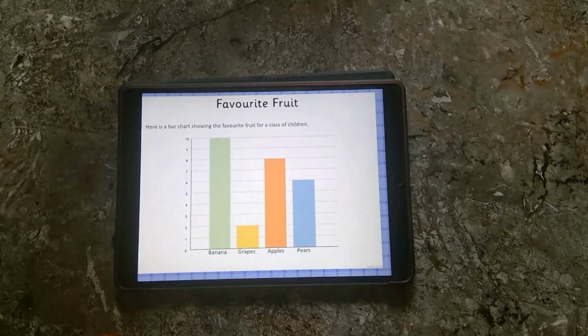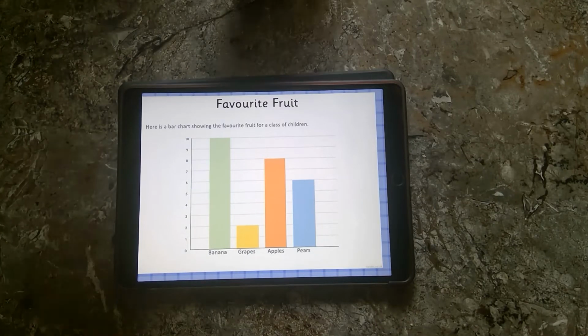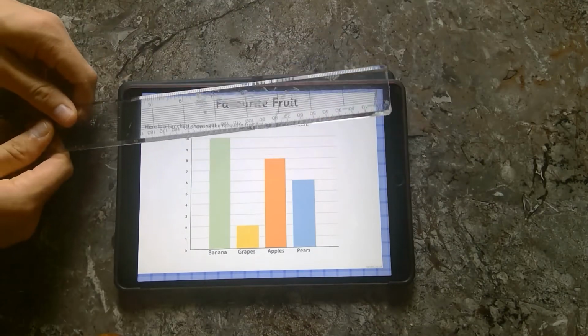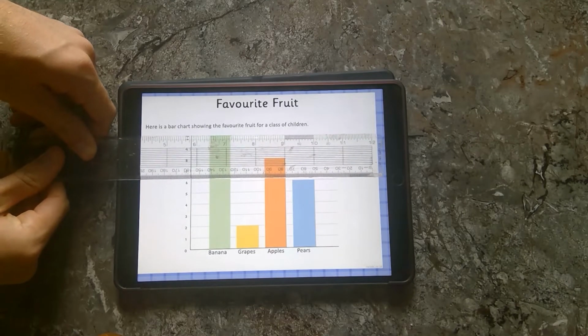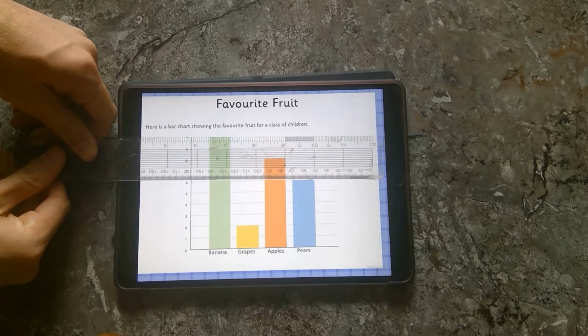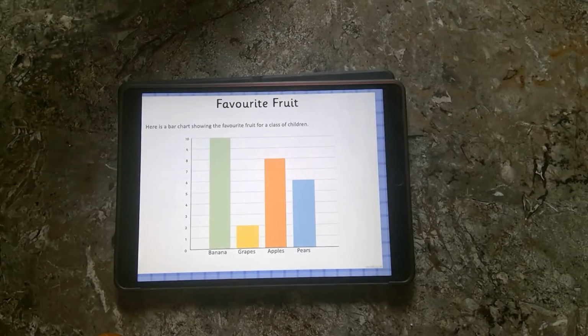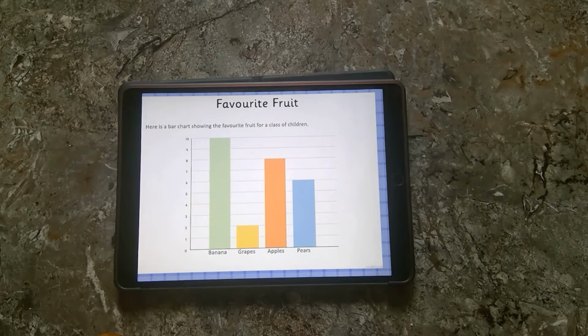Sometimes to make it easier, if you're finding that a bit tricky just to look along the line, you can use a ruler. So hopefully this works. We can see that we place it on the top of the blue and it goes along to the number 6. So yeah, that's our bar chart.